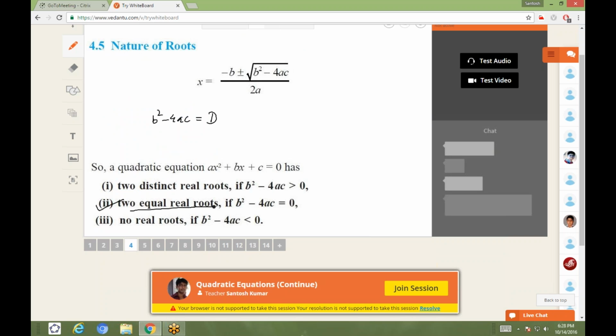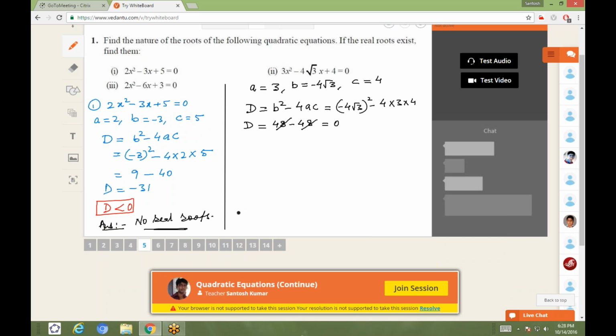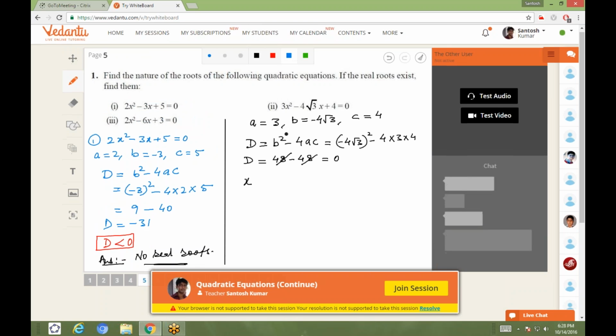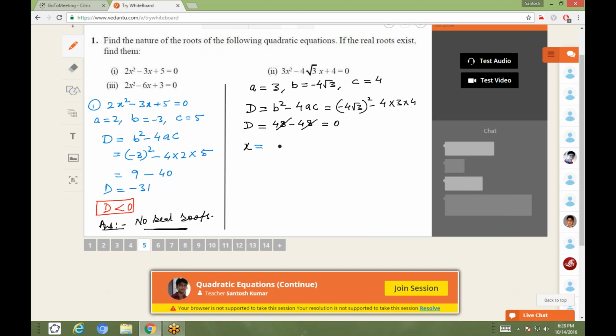So you can see the second case here. It says that if the discriminant is equal to 0, we will have two equal roots. Since the discriminant is 0 here, we will have two equal roots. Now we need to just solve for that root. So x is equal to minus b plus minus root under b square minus 4ac, that is, minus of minus 4 root 3 plus minus square root of 0, divided by 2 into 3. Good.